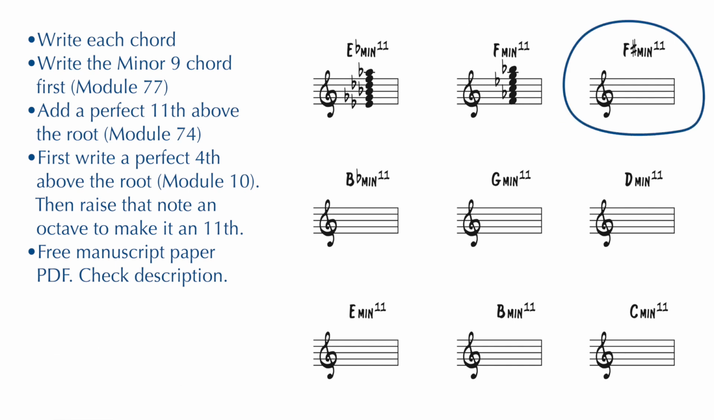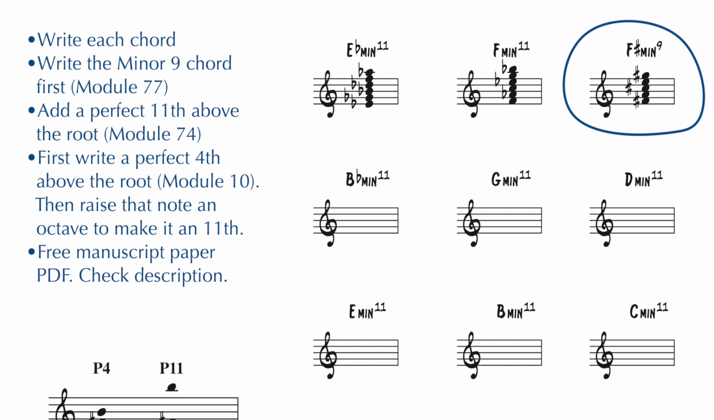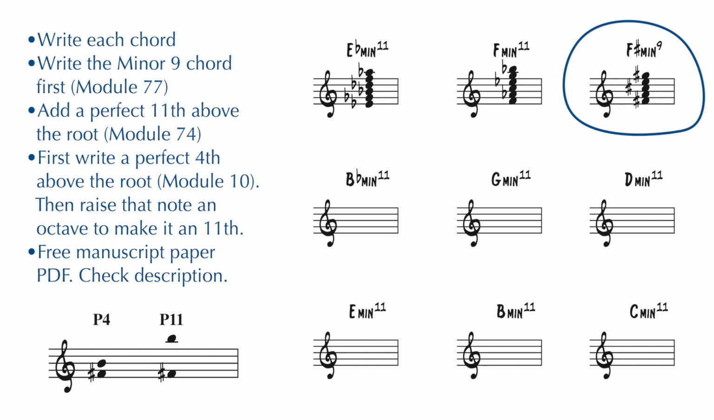Number 3, F sharp minor 11. First, write an F sharp minor 9. That's going to be F sharp, A, C sharp, E, and G sharp. Now we need to add that perfect 11th above the root.